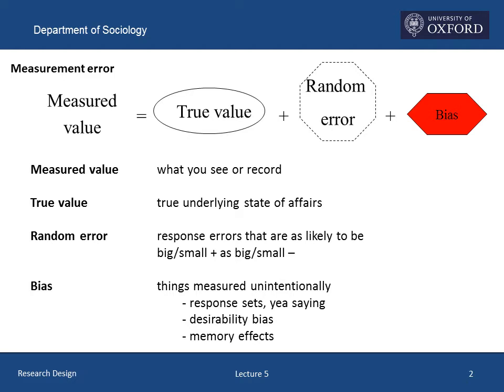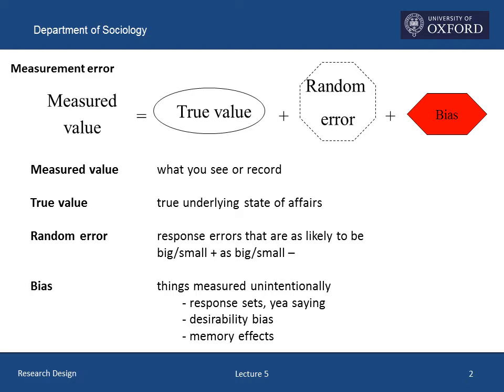A helpful way to think about this is to consider the following equation for a measured value. A measured value is what you see or record. It's what ends up in your data set. We can, however, break this down conceptually. Let's imagine that it's sensible to think of the thing that you're trying to measure as having a true value corresponding to the true underlying state of affairs.